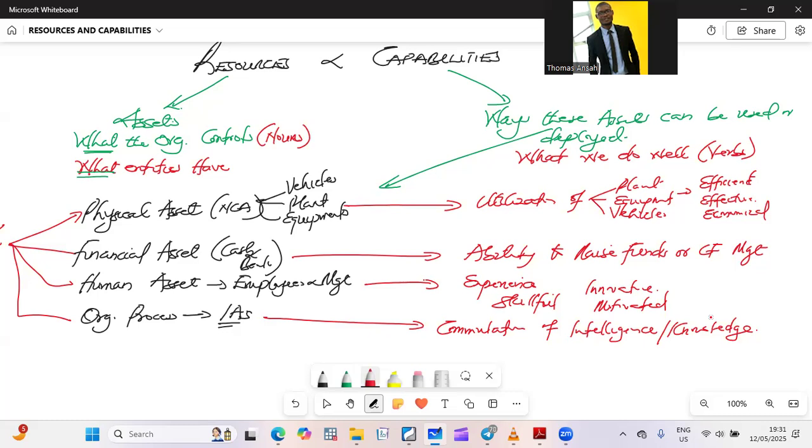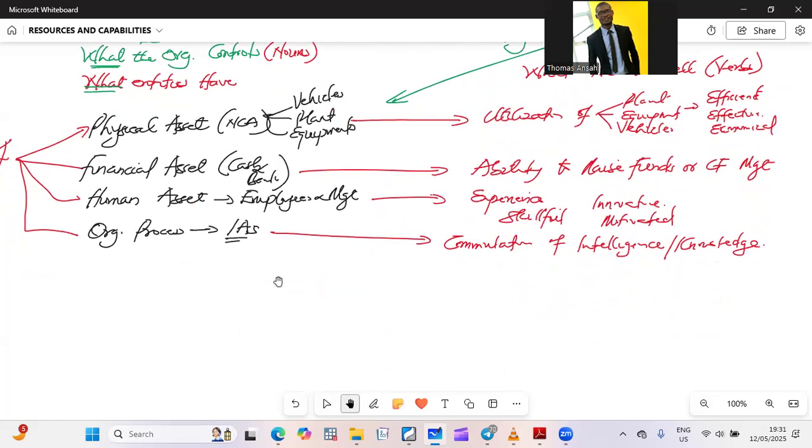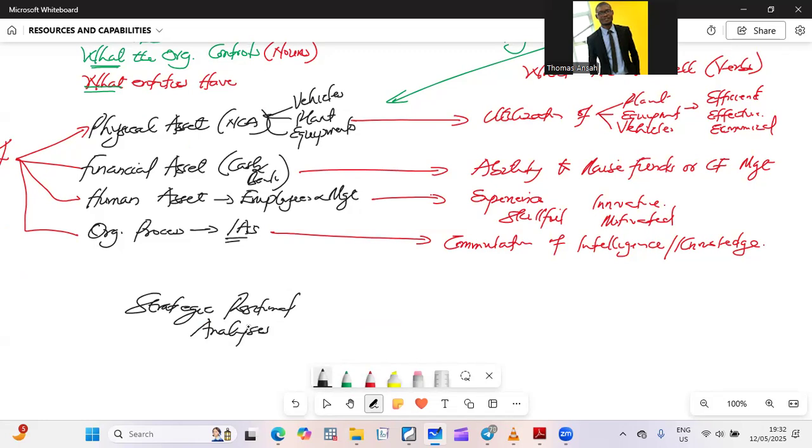And that is it. So please, what you are supposed to do is that when you are given a case, you have to do a strategic positional analysis. And next week, before I even teach the next thing, I'll give you a case. In fact, I'll give you a case ahead of time. Today I go home late. I'll give you the case ahead of time.